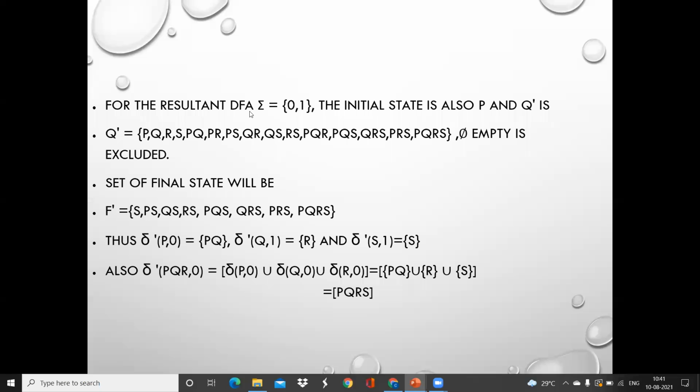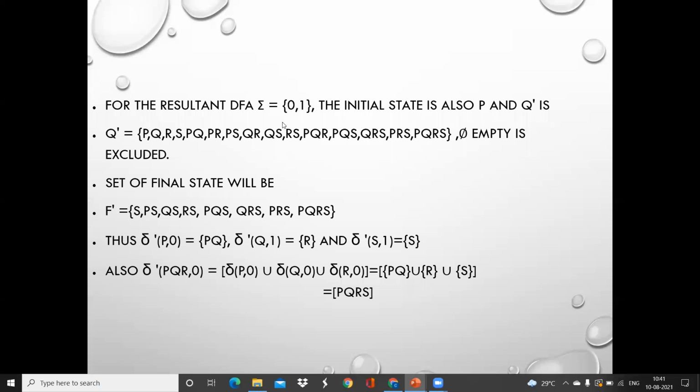So for that, you know that for a resultant DFA, the input alphabet will remain the same as what we were having in our NFA. The initial state will also remain the same as our NFA, and Q dash is nothing but the set of states for the resultant DFA. That is the reason it is marked as Q dash.